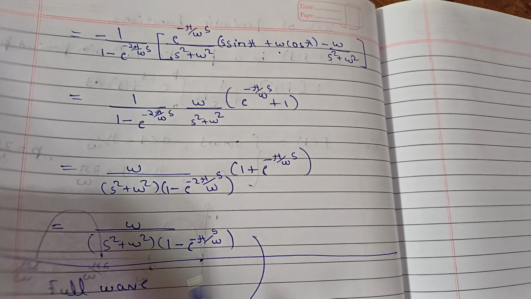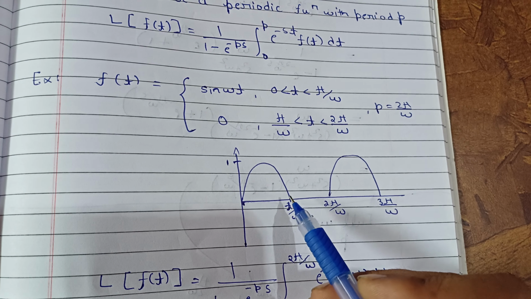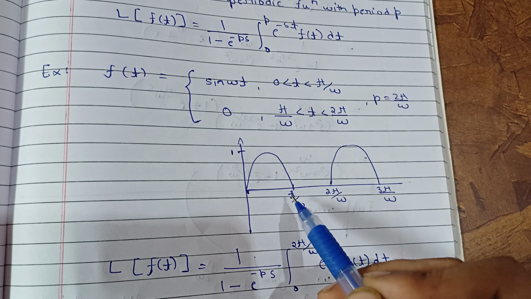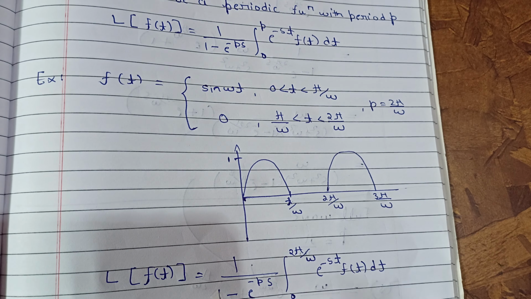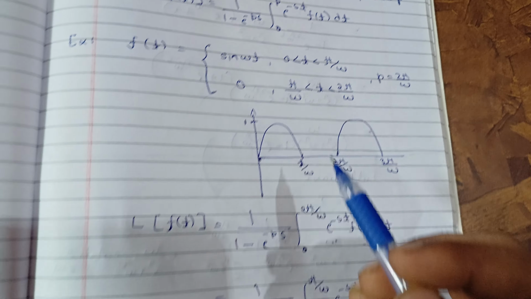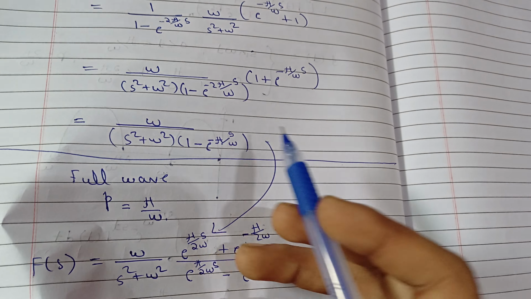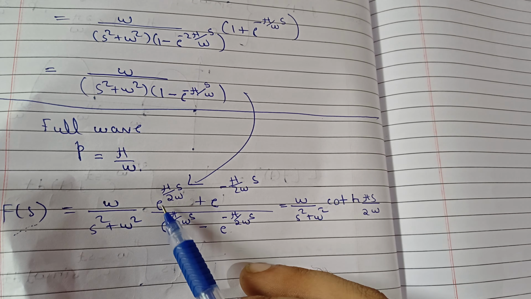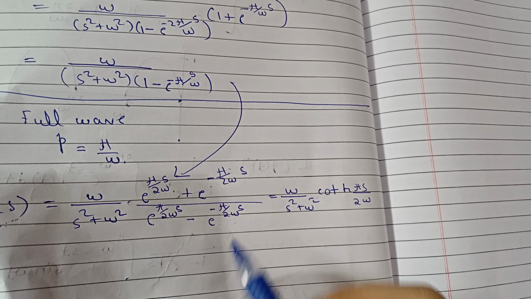Now see, if it was a full wave rectified function, meaning the wave was also there in the other half, then what happens is the period changes to pi by omega, because then it is repeating after pi by omega. So when the period is pi by omega, only p will change and everything will remain the same. Try to solve this, and you will get this result for p equal to pi by omega: F(s) equals omega by s square plus omega square, times e to the pi s by 2 omega plus e to the minus pi s by 2 omega, over this.